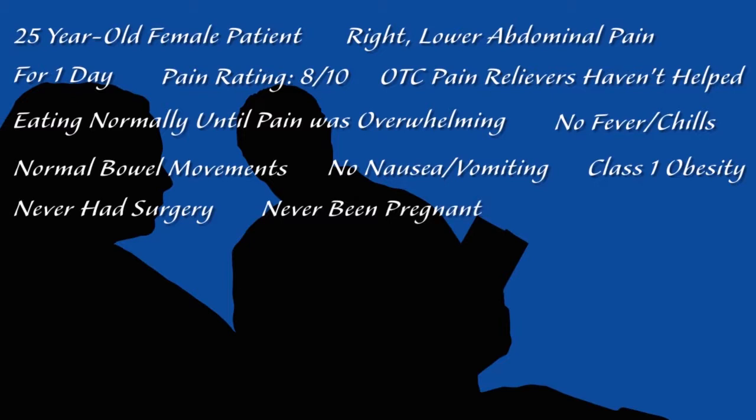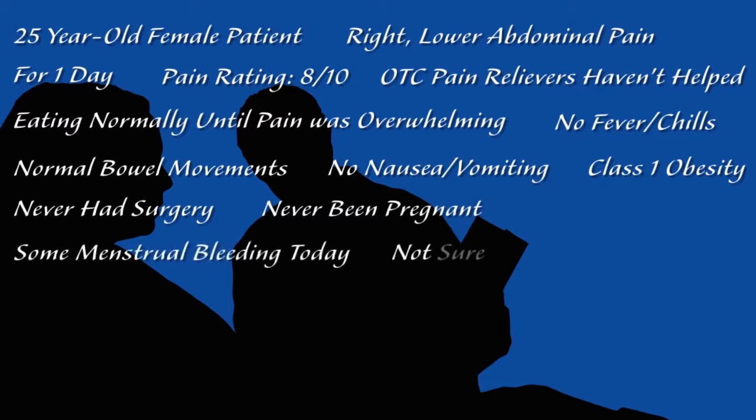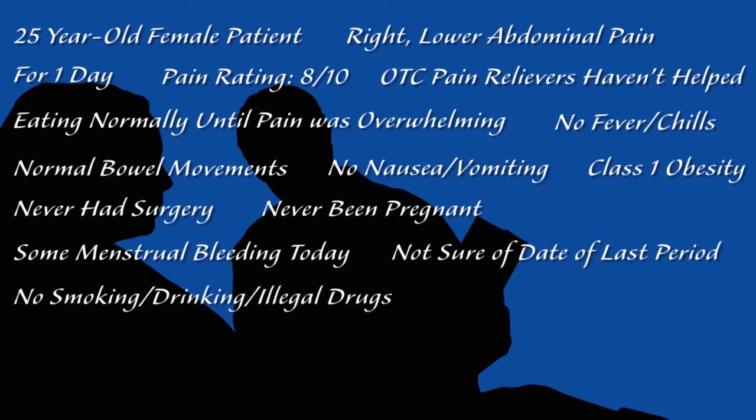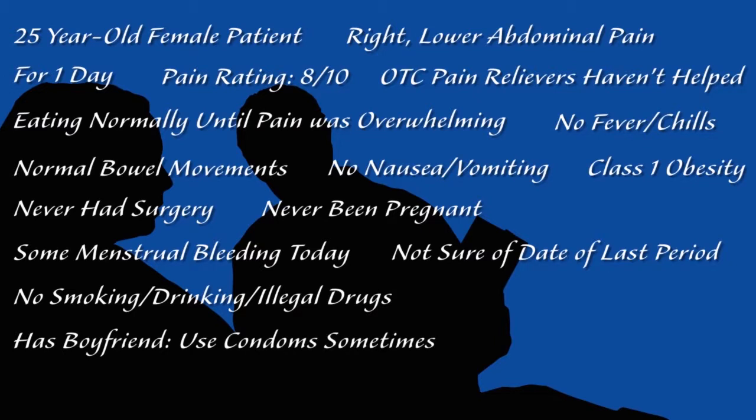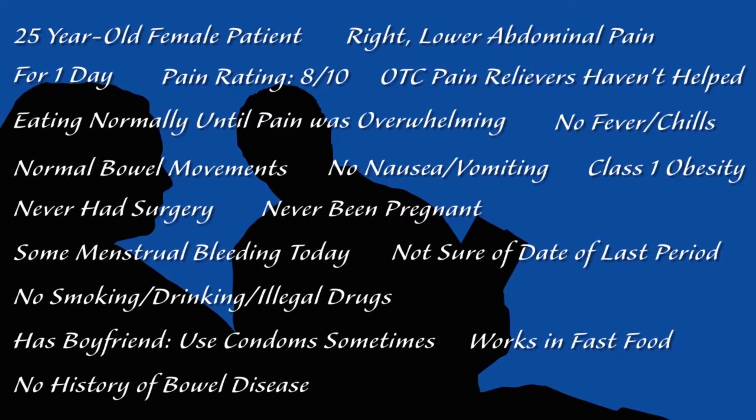She thinks she may be starting her period today and is bleeding a little. She can't remember when her last period was. She doesn't smoke, drink, or use any illicit substances. She has a new boyfriend, and they use condoms sometimes. She works at a fast food restaurant, no history of bowel disease or pain syndromes, and she's never had anything like this before. Your first micro skill?